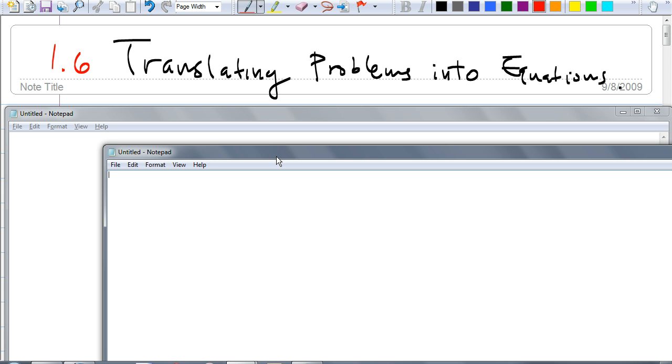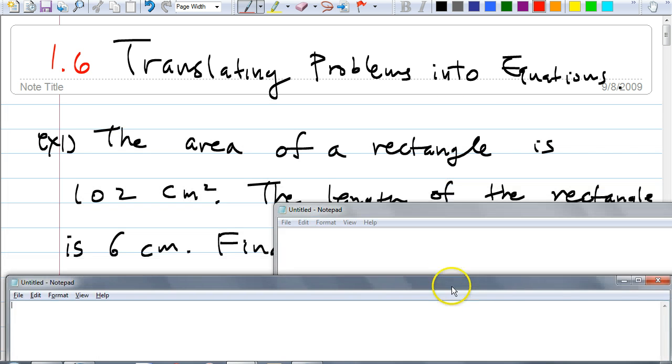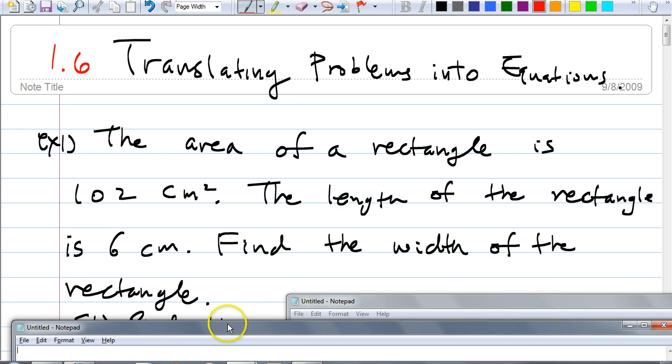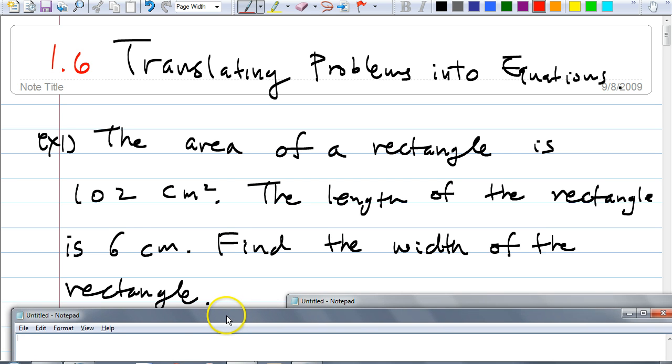Like I said, you don't have to copy the question for your homeworks, but this one you need to copy because we're doing it in class. So go ahead and copy this question. Here's our first word problem. Remember, I told you this skill is going to carry through the whole year. So please learn how to do this now so that it'll be easy for the rest of the year. So write this down. The area of a rectangle is 102 centimeters squared. The length of the rectangle is 6 centimeters. Find the width of the rectangle.